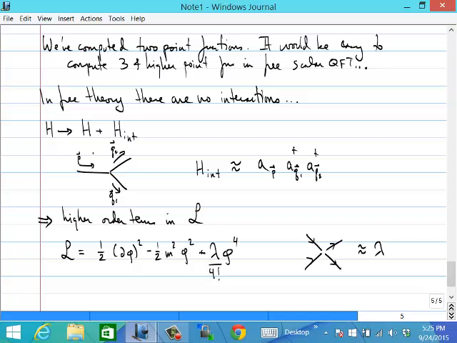So where we're going in this class is we're going to develop a set of techniques that allow us to study theories where we have interactions. So we're not going to be studying free theory for that much longer. These techniques, of course, are known as Feynman diagram techniques, and we'll use this to study all sorts of processes.